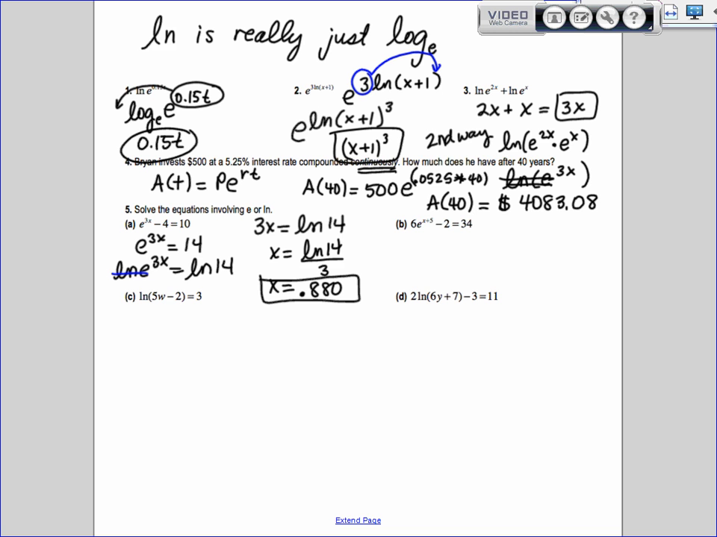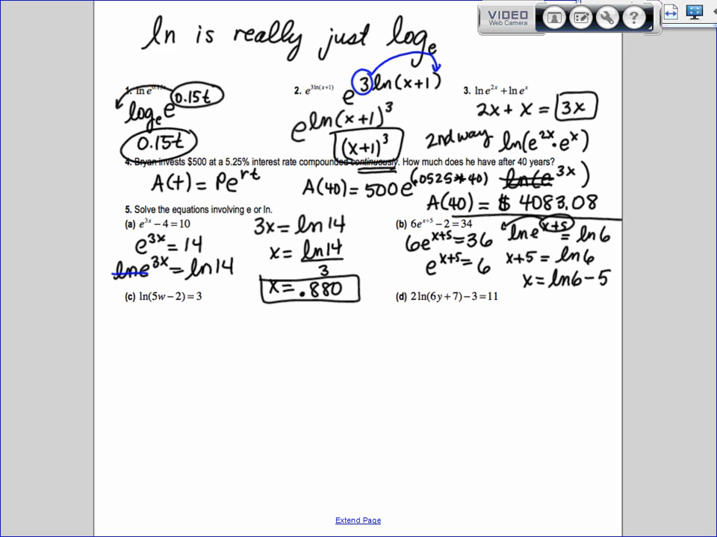All right, so the next one. So B, I'm going to add the 2 over, so I get 36. I'm going to divide by 6, so I get 6. So I have e to the x plus 5 equals 6. Okay, I'm going to take the natural log of both sides. That allows me to pull the x plus 5 to the front, and the natural log of e goes away. So I have x plus 5 equals natural log of 6. I'm going to subtract the 5 over, so I get x equals natural log of 6 minus 5.